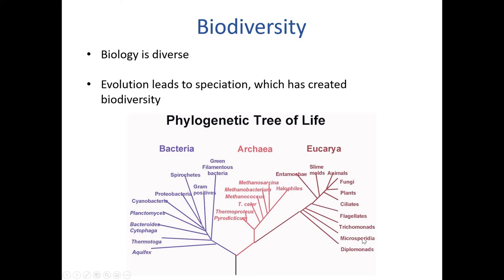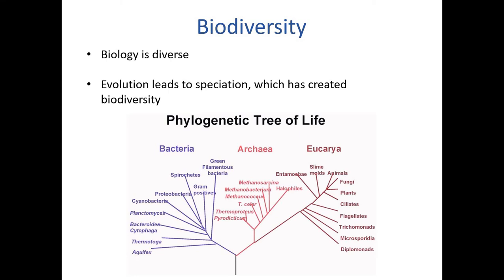And of course, within each of these domains, there is tremendous biodiversity and a lot of different interesting organisms within each. And as we talked about in the evolution section, each of these derives from a single common ancestor that traces back billions of years. And so again, evolution has produced this remarkable diversity of life on Earth.